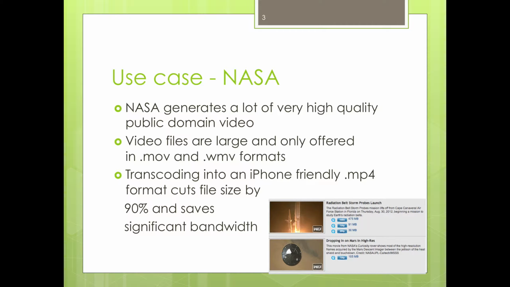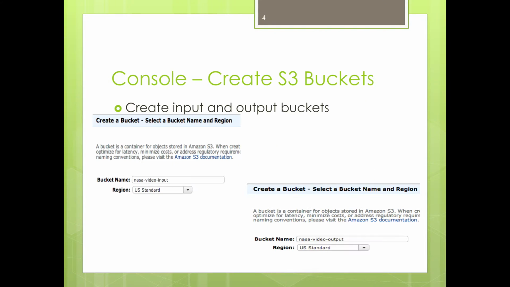And even then, most of the time, they just offer high def files that are very bandwidth intensive, not very good from a system resource perspective, or for someone just wanting to access these videos from their mobile device. If we transcode these videos into an iPhone-friendly MP4 format, it'll cut the file size by 90%, which saves significant bandwidth. So how do we do this?